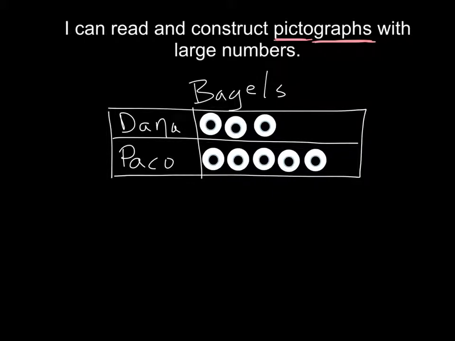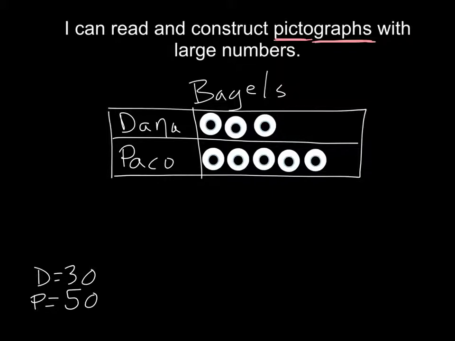Now I want you to take a moment, and I'm going to ask you to pause the video in a second. I want you to think, what could you change on here to make it show that Dana has 30 bagels and Paco has 50? So I want you to think about what would it mean if Dana had 30 bagels and Paco had 50 bagels. What would you change? Pause the video and think about it. Okay, I'm going to come back. Hopefully you have paused the video.